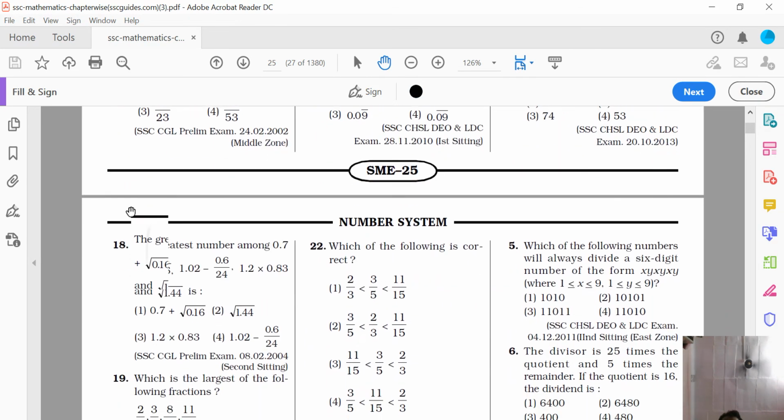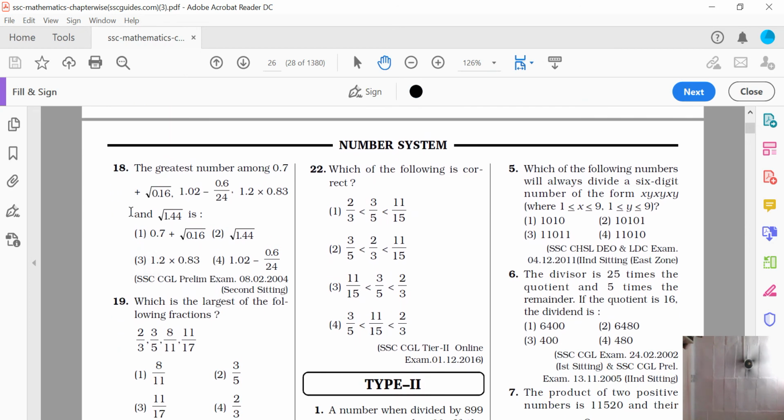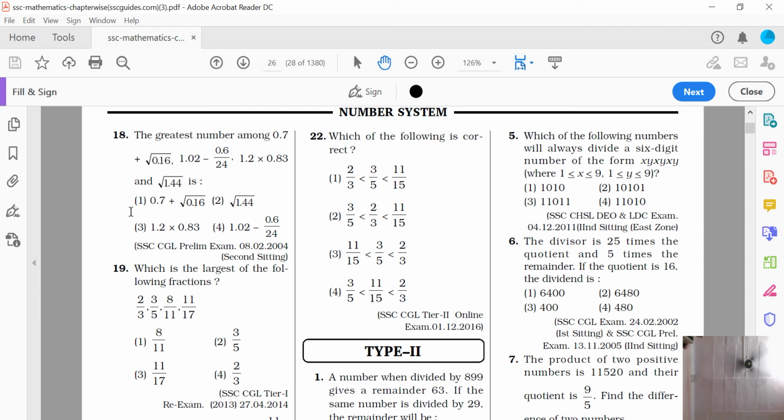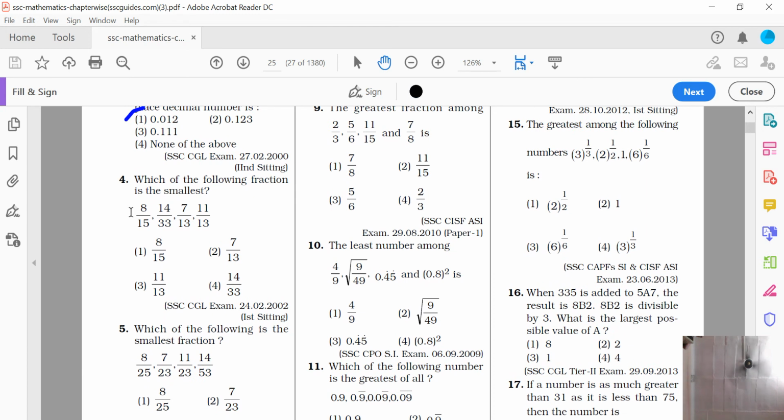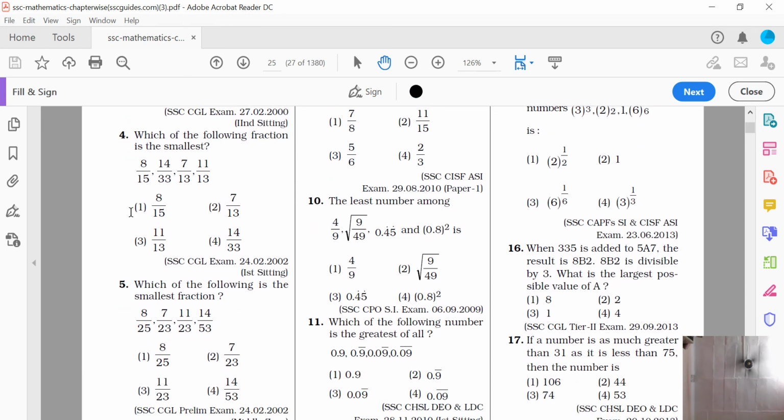Okay, let's go to another problem. Let's go to question 16. Question 16 says that 335 is added to 5a7. The result is 8b2. 8b2 is divisible by 3. What is the largest possible value of a? And the options are 8, 2, 1 and 4.